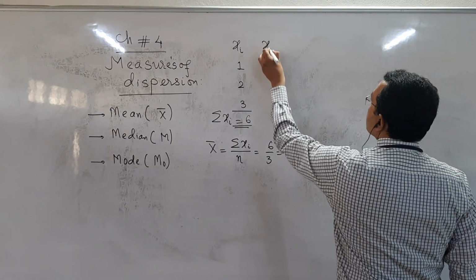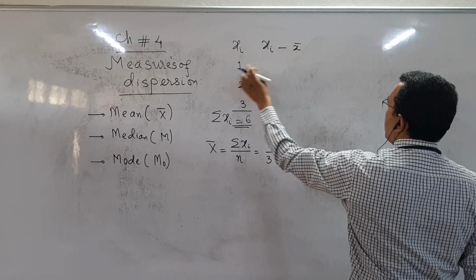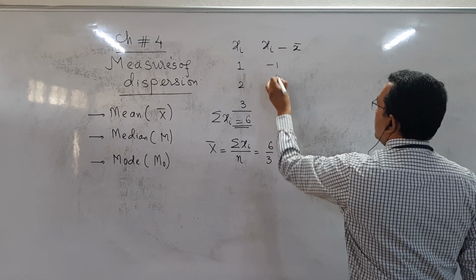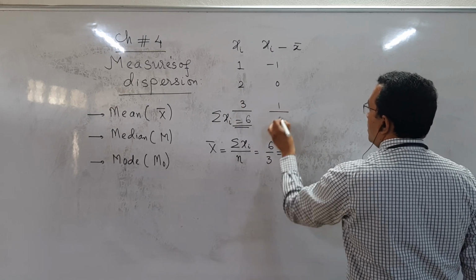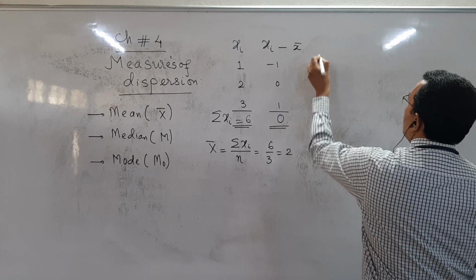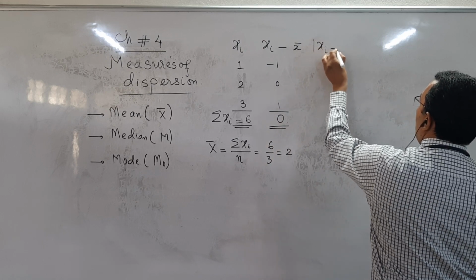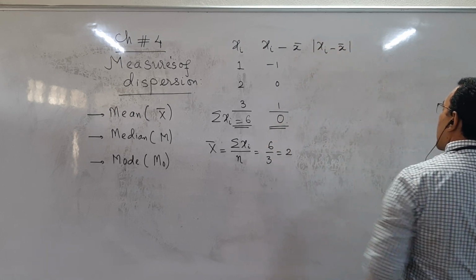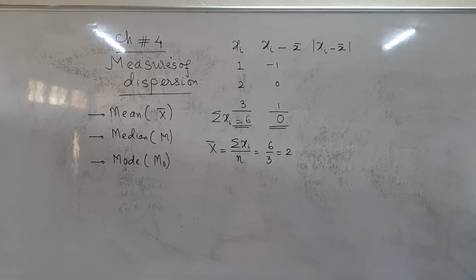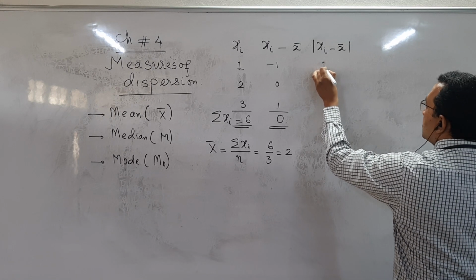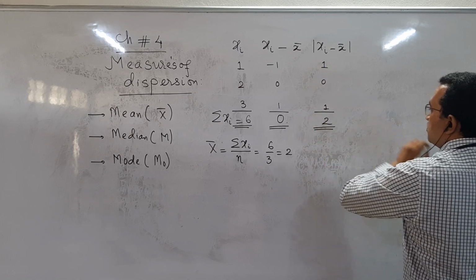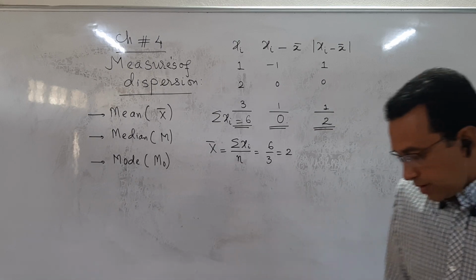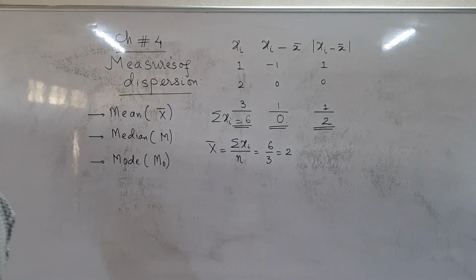Now I am operating xi minus x bar: 1 minus 2 is minus 1, 2 minus 2 is 0, 3 minus 2 is 1. This total is 0. Now students, I operate mod xi minus x bar. Then this is 1, this is 0, and this is 1. So this total is plus 2. Now students, pay attention.